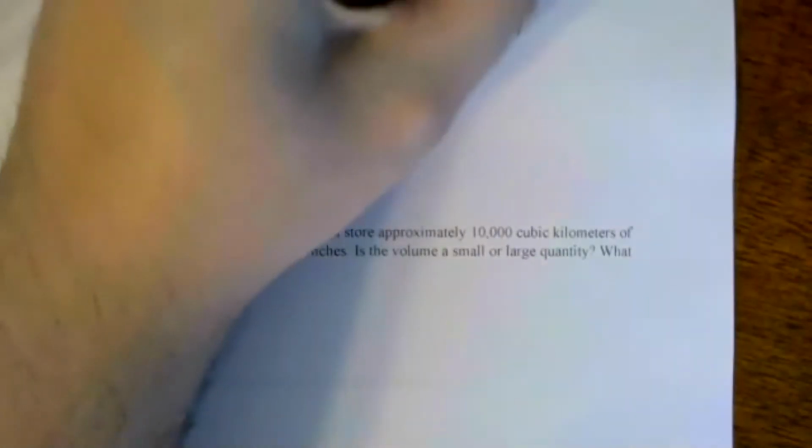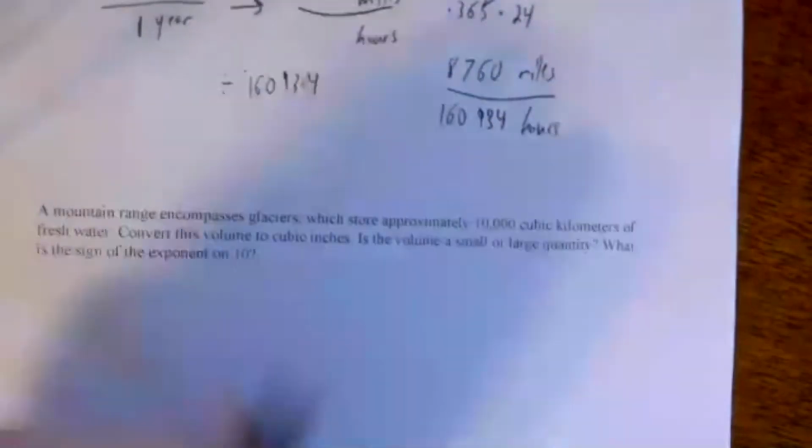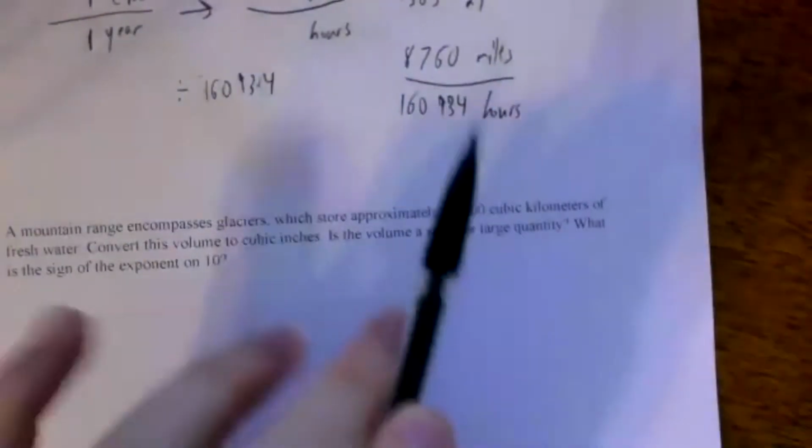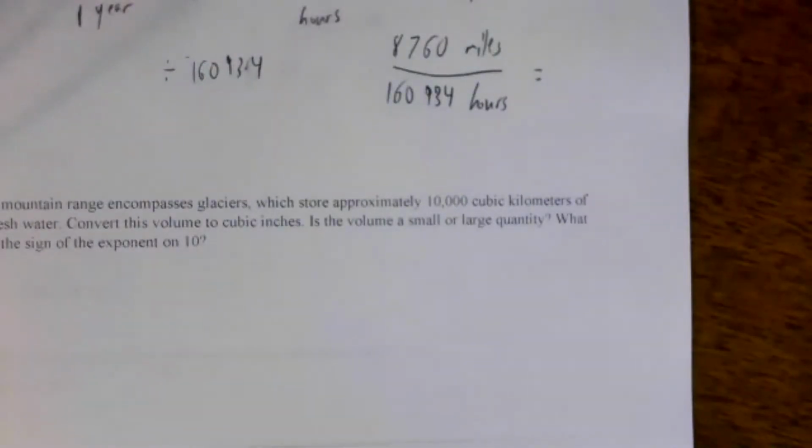So on the top, we get 8,760 miles, and that's per 160,934 hours. All we need to do to change that into miles per 1 hour is divide those two. When we divide those two, we get 0.0544 miles per hour.